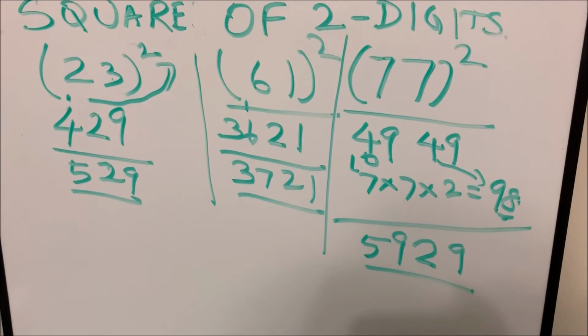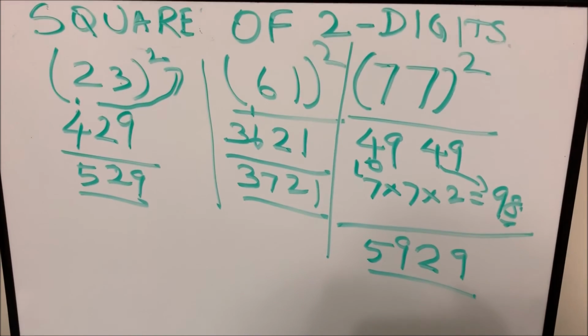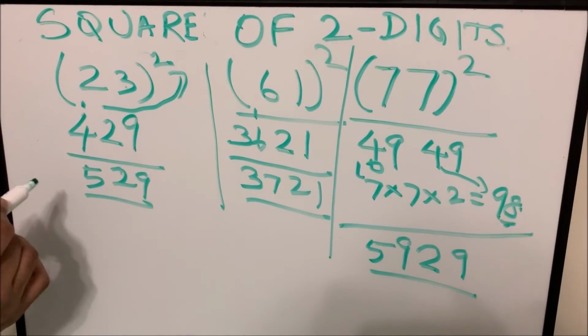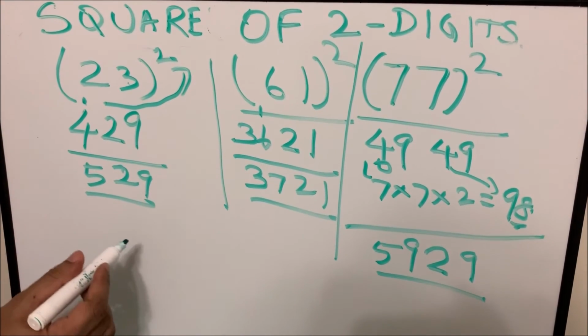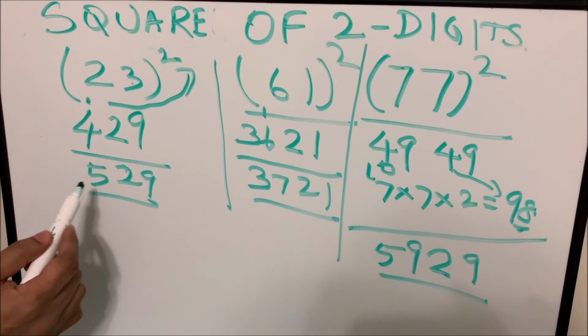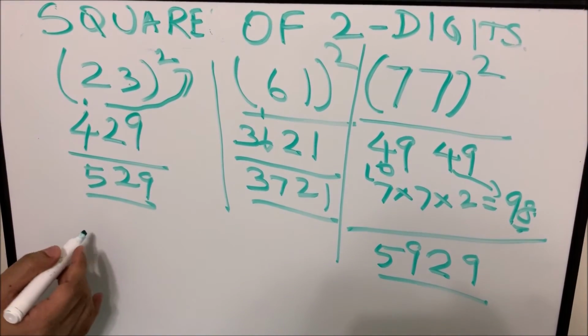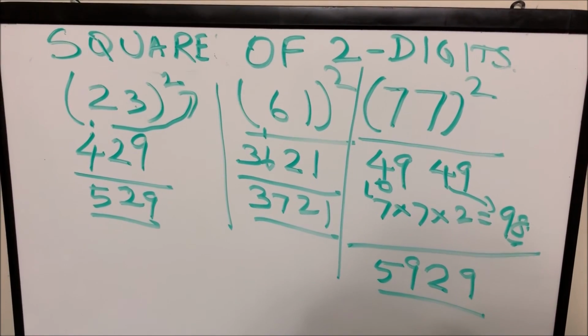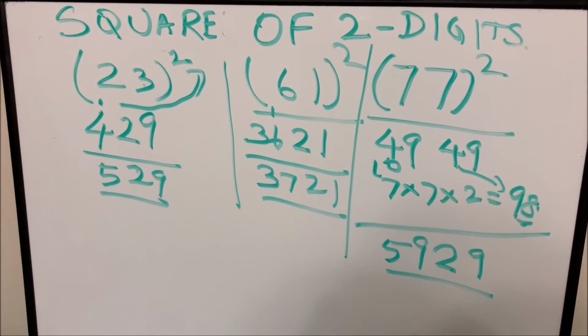So this is the fastest and easiest way to do the square of any two-digit number. You can use this in your competitive exams and entrance exams to do it faster. And these are the tricks for the square of two-digit numbers, and also the multiplication tricks we saw. So in this video we saw the multiplication tricks for two-digit numbers and also the square of two-digit numbers.